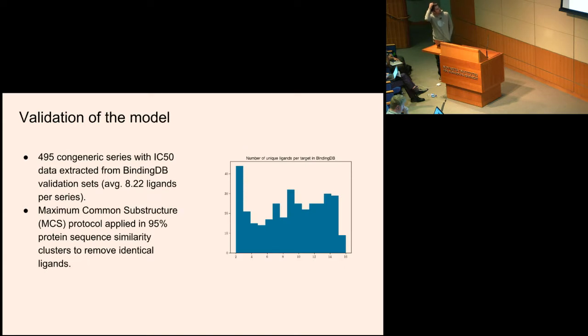So again, a little bit about the data. Unfortunately, the data is not that much. We have only 495 congeneric series with IC50, and there are only two proteins with 40 ligands, and a lot with fewer ligands. Most of them are between 10 and 20. And we also remove the ones that are very similar to avoid overfitting those.